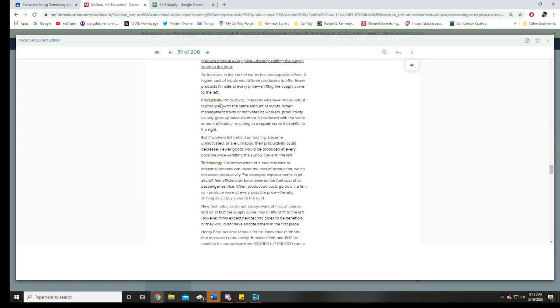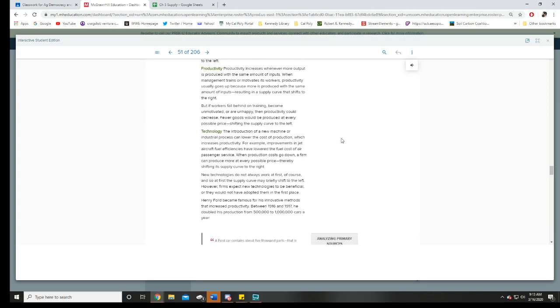Okay, we have productivity. When productivity increases for a supplier, maybe your workers work a lot faster, your machines work a lot faster, or something like that, then the supply curve will shift to the right. If somehow, let's say, workers fail on training or they're unmotivated, unhappy, that means they would produce fewer goods. Therefore, the supply curve would shift to the left.